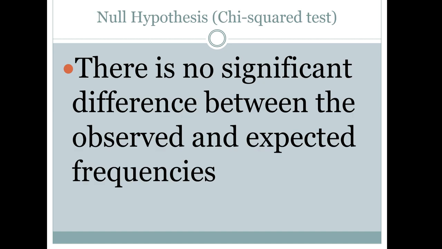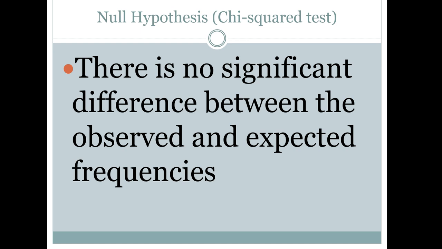So let's put this into action. In a chi-squared test, the null hypothesis simply says that there is no significant difference between the observed and the expected frequencies. Remember, the simple formula was just the sum of the square of the observed minus the expected frequencies divided by the expected frequencies. That's the basic formula for chi-squared test.